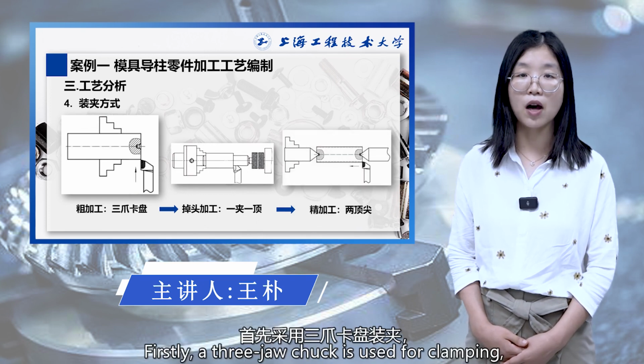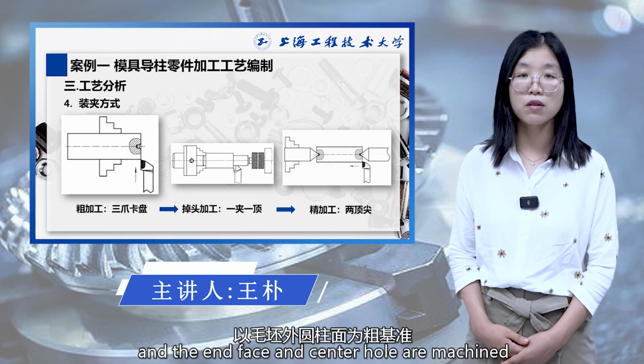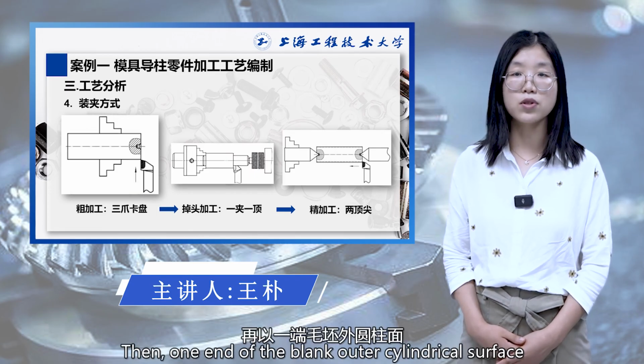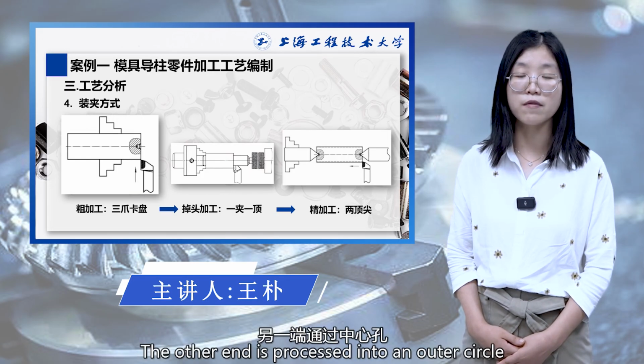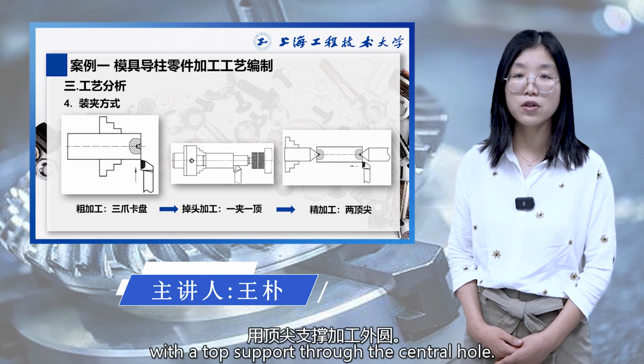Firstly, a 3-jaw chuck is used for clamping, and the end face and center hole are machined based on the rough outer cylindrical surface of the blank. Then, one end of the blank outer cylindrical surface is clamped onto the 3-jaw chuck. The other end is processed into an outer circle with the top support through the central hole.